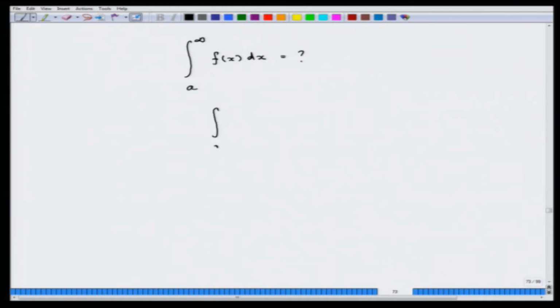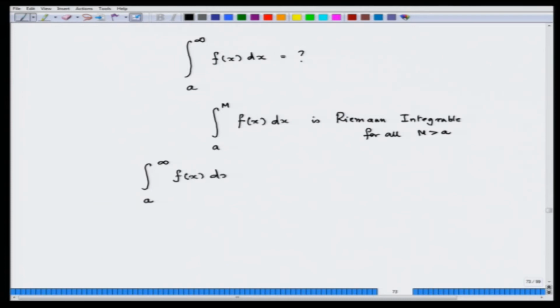That is, suppose f(x) is Riemann integrable, or if you are not very comfortable with this Riemann integral business at this moment, just take f to be a continuous function between a and m for all m bigger than a. Suppose I can compute this very simply, then what should I do? Then a sensible idea might be to define this one as the limit of m rushing towards infinity of the integral from a to m of f(x) dx.